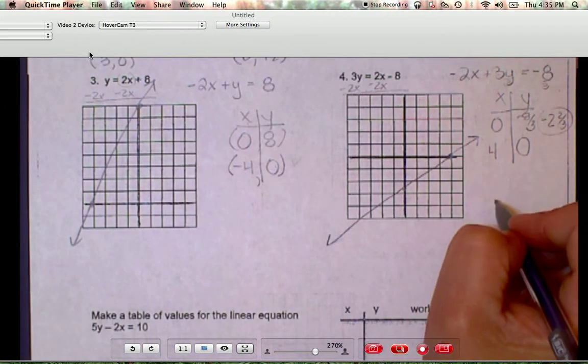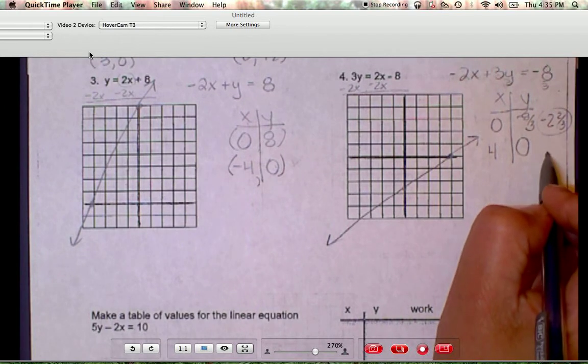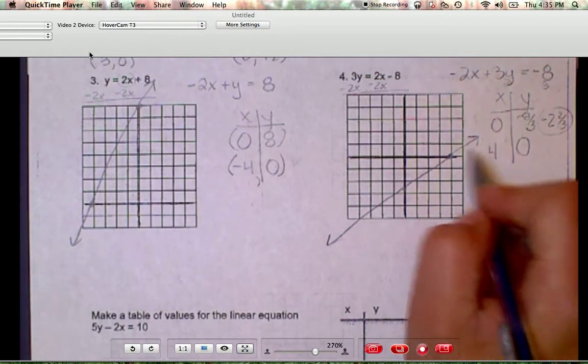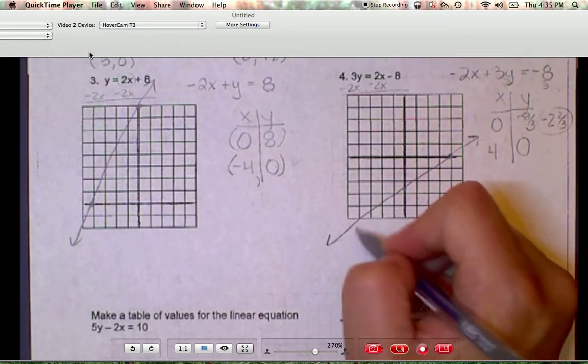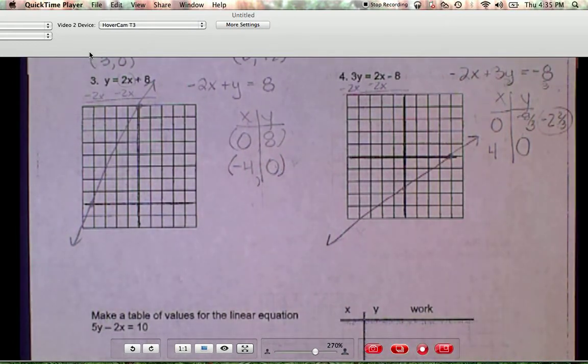Again, if you got this one completely right on your own, give yourself a check. If you miss this point, put an X next to it. If you miss this point, put an X next to it. Or let's say you got this all right and you graphed it wrong, then put an X next to the graph. Just so that tomorrow if I ask you, you know what it was that you did wrong here.